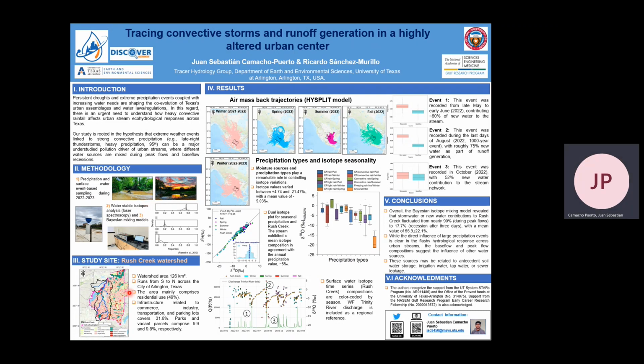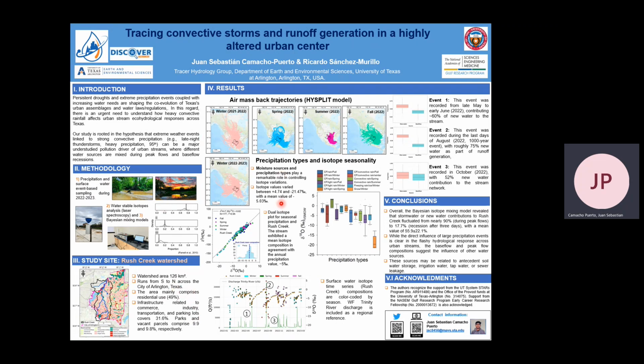A little bit more about our study site, Rush Creek Urban Watershed. It covers an area of around 126 square kilometers. It runs from the north to the south across the city of Arlington and is mainly composed of residential use, which is around 50%. The other 50% is composed of industry, transportation, parking lots, and other types of activities.